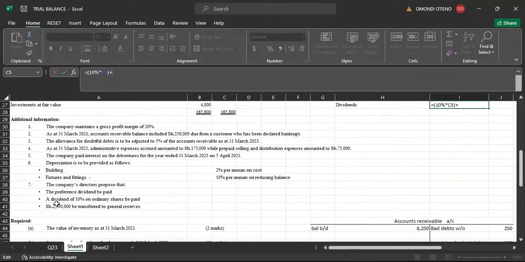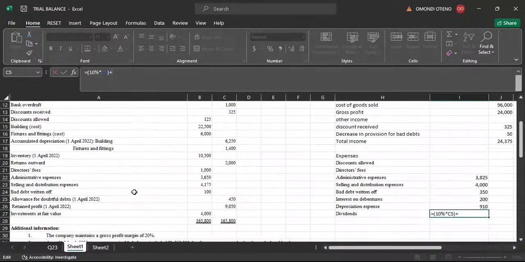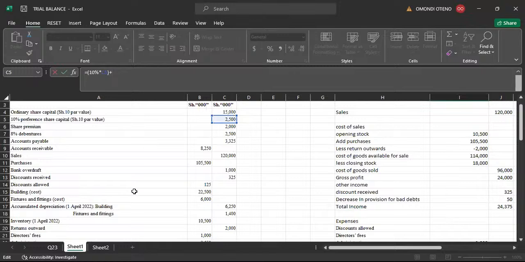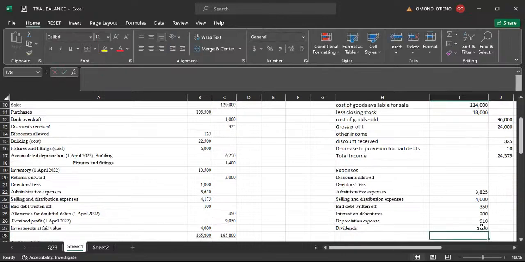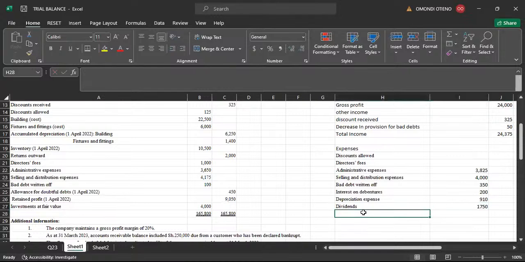What have we been told about this one here? A dividend of 10% on ordinary shares be paid. So this one also they have decided to put at 10%, plus 10% of the ordinary share capital. That is the dividends that they have proposed to be paid. It has not been paid, they have just proposed. So what is it telling us? We are going to have dividends payable in the statement of financial position under current liabilities.